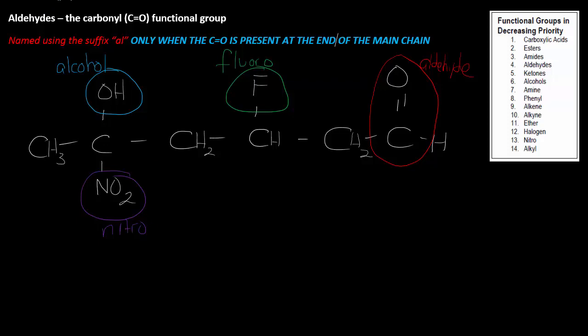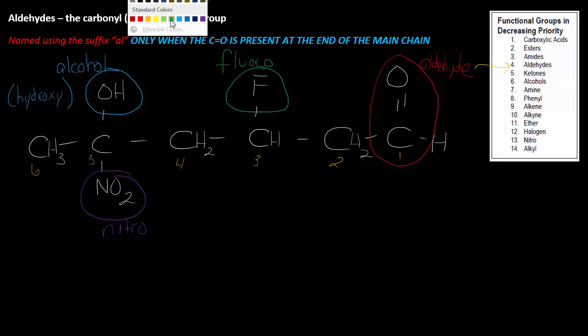Now, the alcohol is normally named with the suffix "ol", but the aldehyde we've just seen gets named with the suffix "al". So alcohols can also be named with the prefix hydroxy. That was introduced in the alcohol video. So that's going to help me get out of this bind that I'm going to be in. I'm going to number my chain starting with the aldehyde carbon, because aldehyde, you'll find, is the highest priority functional group on our list. So that's carbon 1.